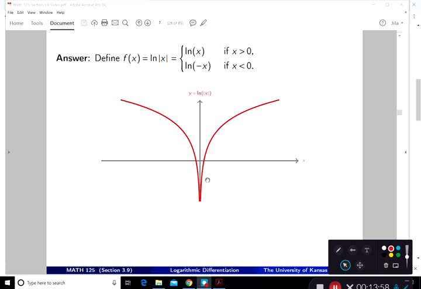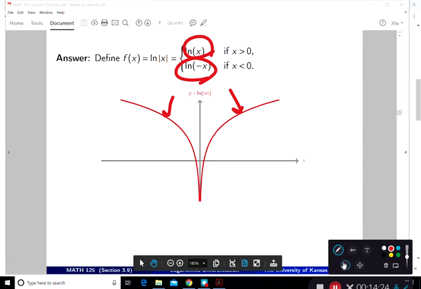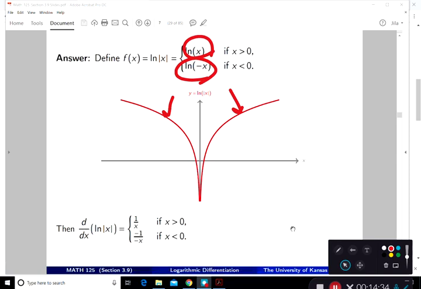Before that, I want to show you how the graph looks. The graph of natural log of absolute value of x is defined both ways. This branch is this part, and that branch is natural log of negative x. That only takes the negative parts of the number line, basically. And then from there, we want to find the derivative of this function.